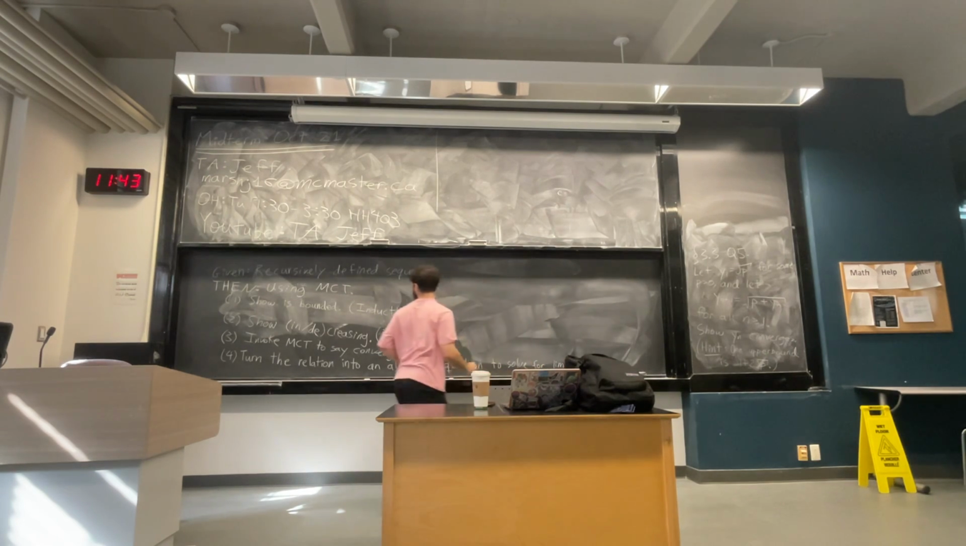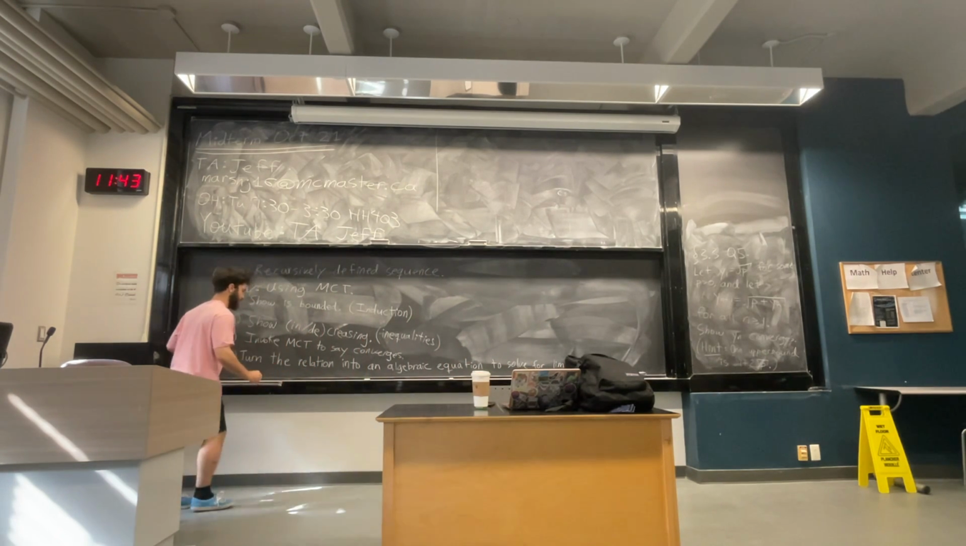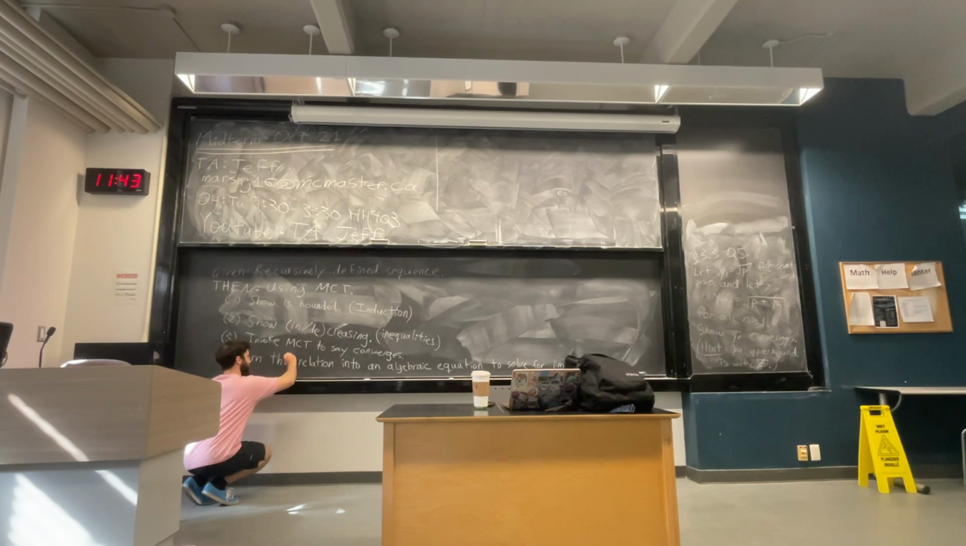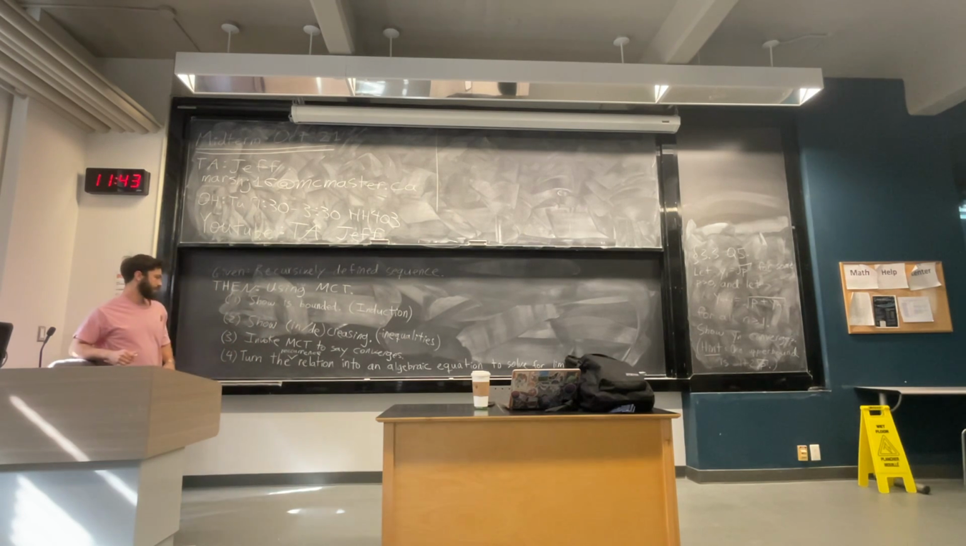Okay. Turn the recurrence relation. Recurrence, how do you spell that? Is it two C's? Okay, I don't know, this might be spelled wrong. Actually, it's definitely spelled wrong. Okay, turn the recurrence relation into an algebraic equation to solve for the limit.